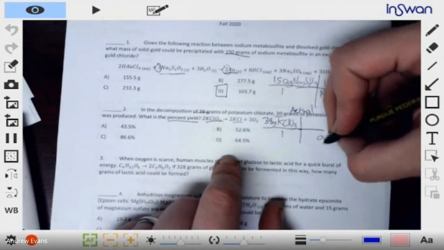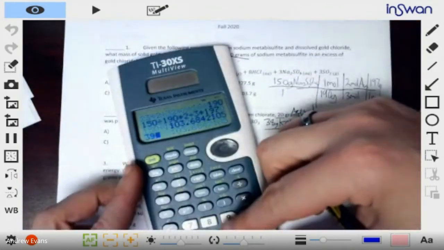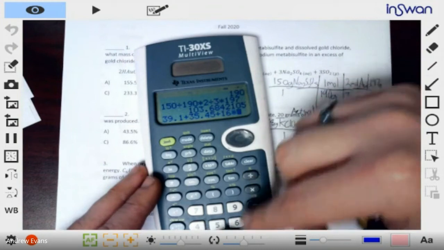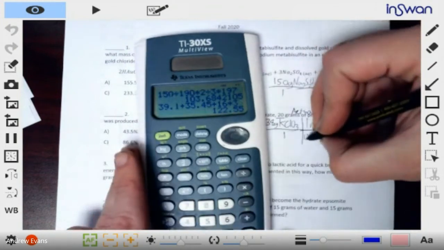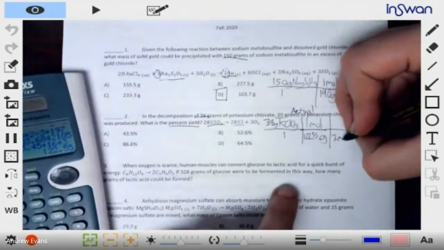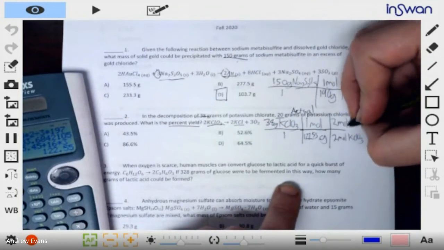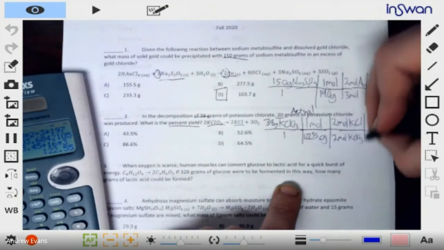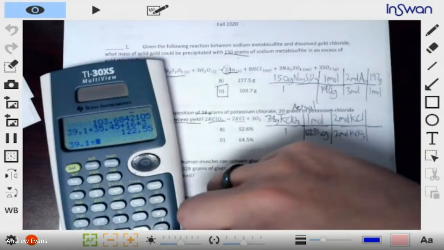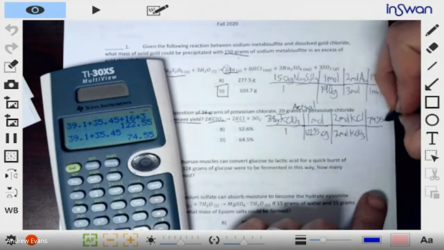So grams per 1 mole. K is about 39.1. Cl is about 35.45. O is 16 times 3. That's about 122.55. For every 2 moles of KClO3, we produce 2 moles of KCl. It's a 1-to-1 ratio. And KCl is just 74.55 grams per 1 mole.